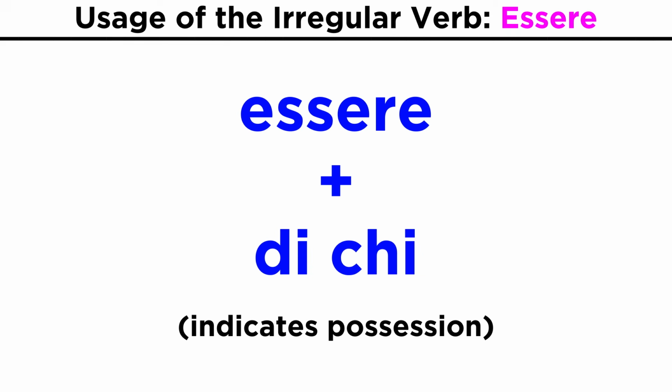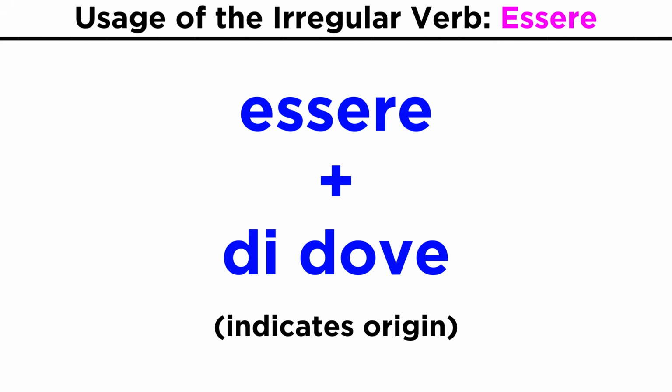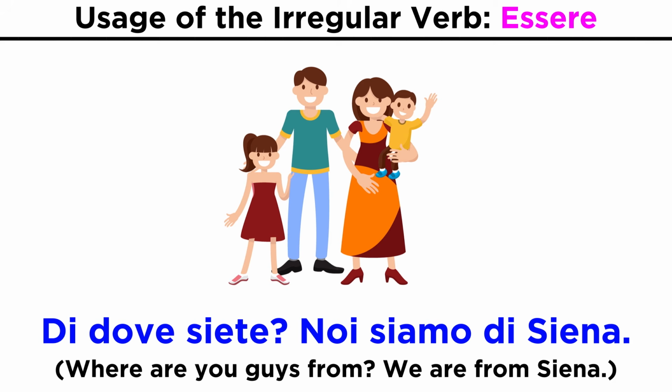It can indicate possession if used with di chi. Di chi è quella giacca? È di Patrizia. Or it can indicate origin if used with di dove. Di dove siete? Noi siamo di Siena.